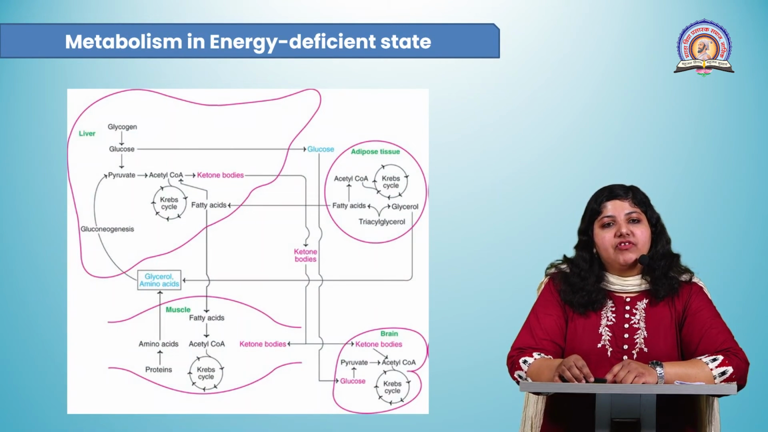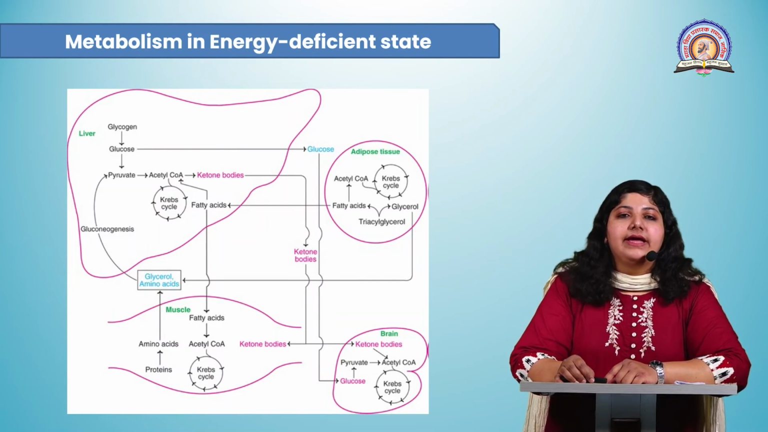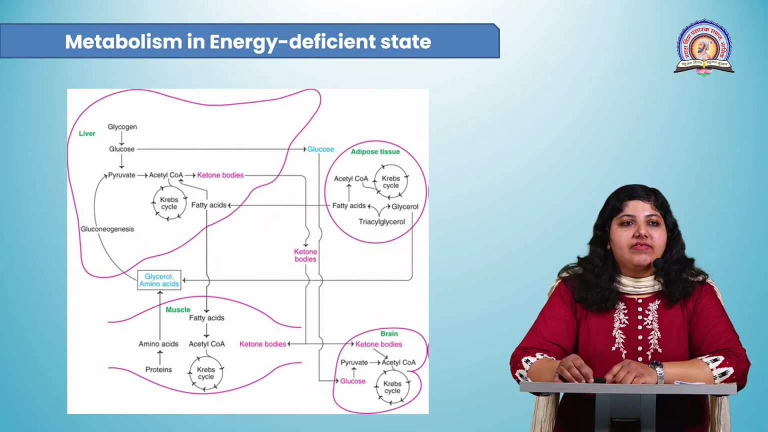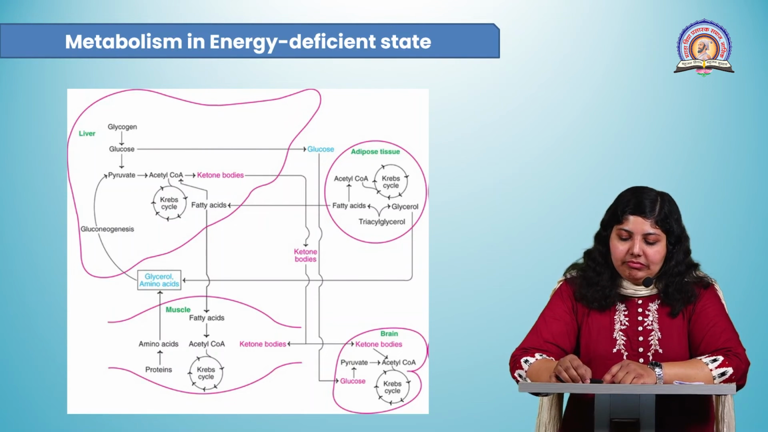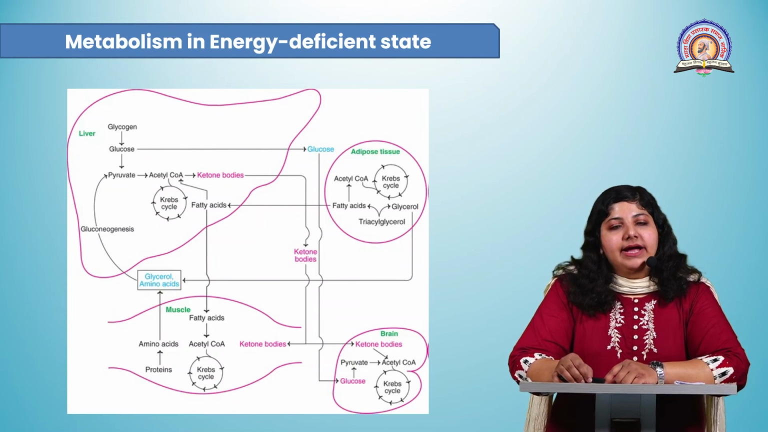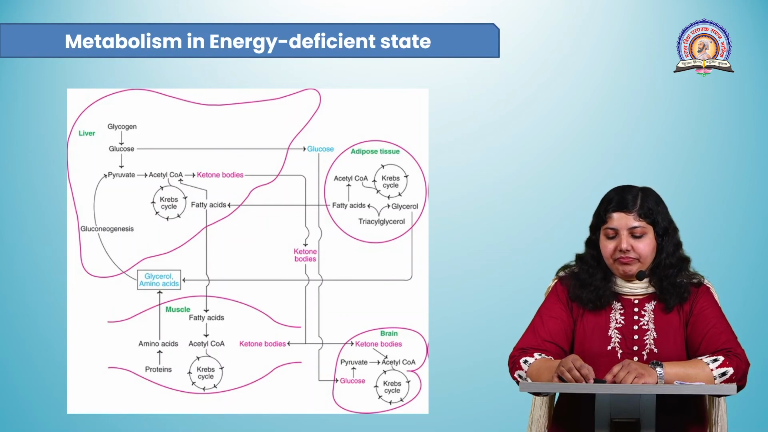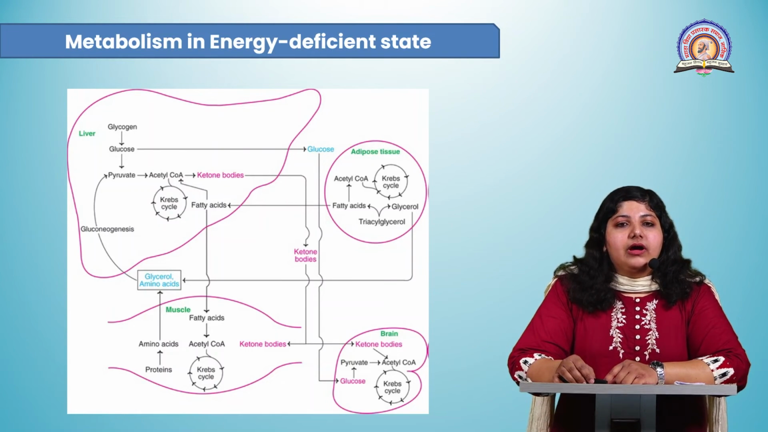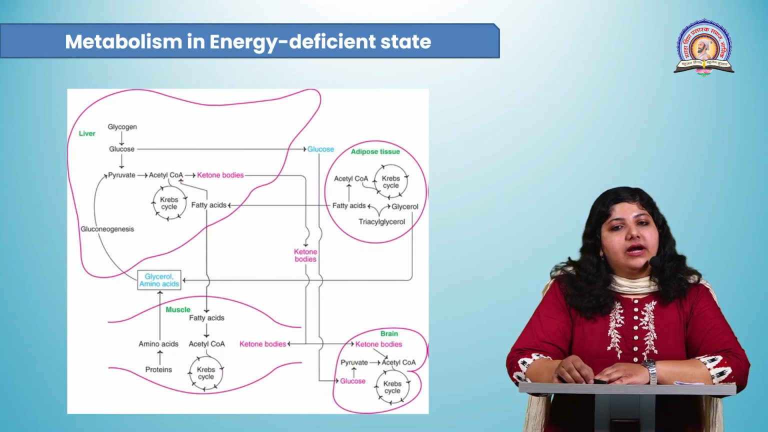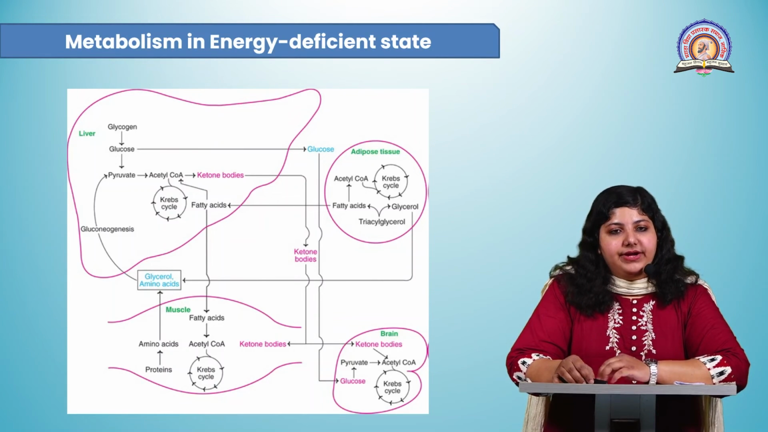Now, the next condition which we are seeing here is the metabolism in the energy deficient stage, or you can say a starvation stage. At this time, anabolism is not favored. Catabolism is favored. That means whatever storage forms of products are there in the organs will be broken down to release energy. During this stage, the uptake of glucose is limited. Why? Because the brain only uses glucose. So glucose uptake by different other organs is reduced significantly.